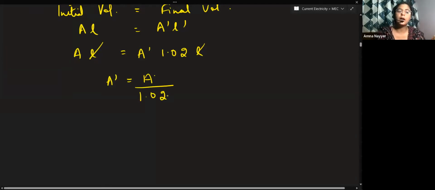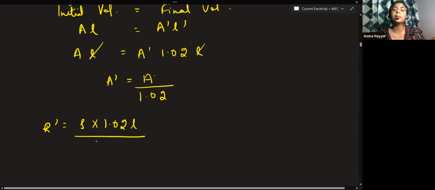Now put it in the formula of the resistance. R prime is equal to what? This is equal to rho L prime divided by A prime. L prime is 1.02 times L, and A prime is A divided by 1.02. So this 1.02 will go up. This becomes rho L by A times 1.02 whole square.